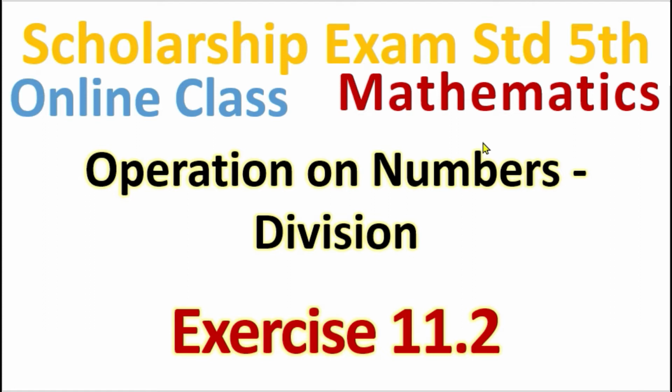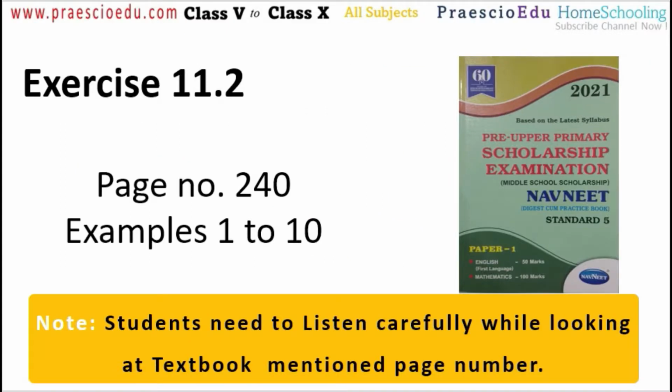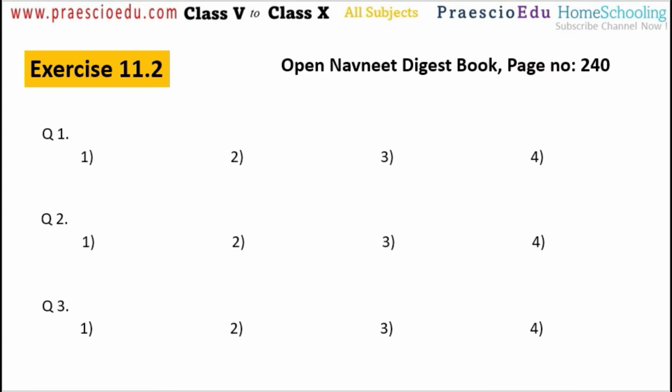Now in this video we are going to cover exercise 11.2, which is available in our Navneet notebook, page number 240. Okay, so let's go to exercise 11.2. Question number 1: 390 multiplied by box is equal to 12,870. Which number will come in the place of the box? Something number multiplied by something number is equal to the product.